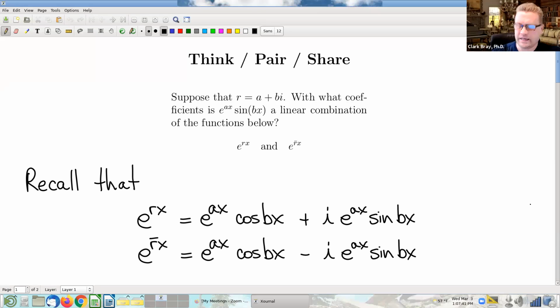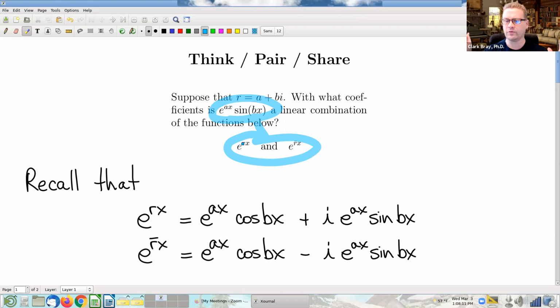This is a discussion that has in the past been a think, pair, share exercise in live classes, but here we are. So the question is how would I write e to the ax sine bx as a linear combination of these two functions, e to the rx, e to the r bar x. So the way we go about dealing with this is to recall that we already know some relationships between these things. So let's start by writing down what we know, and then we'll figure out where to go from there.